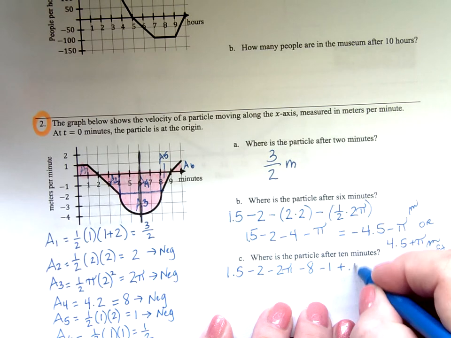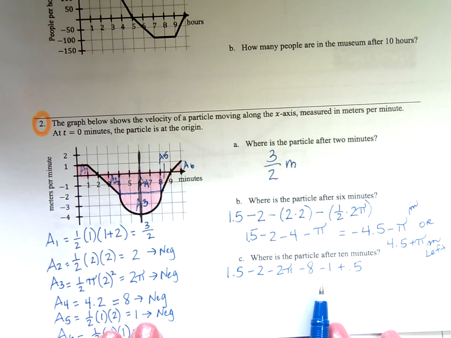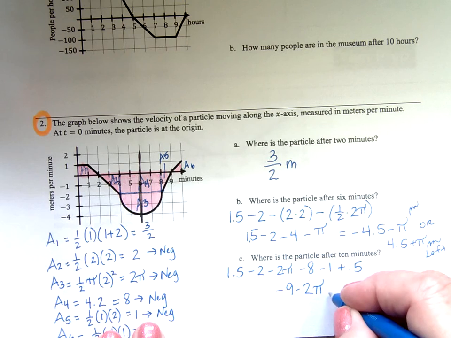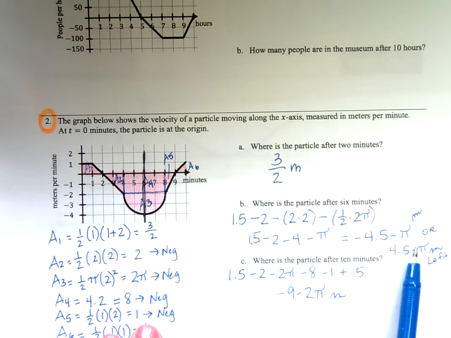And so I'm going to add all of those pieces up. That's going to give me a -9, because you've got this 1.5 plus 0.5 is 2. 2 minus 2 cancel each other out. And I'm left with -9 minus 2 pi. And again, it's in meters. You could change it as you did this one up here, make it 4.5 plus pi meters left. But this is perfectly fine.